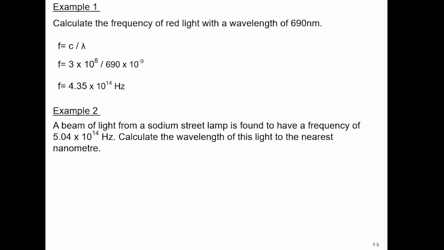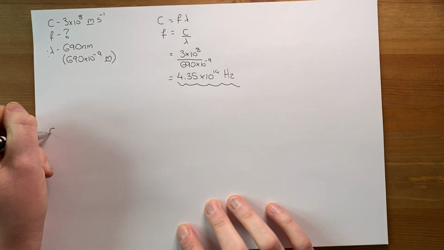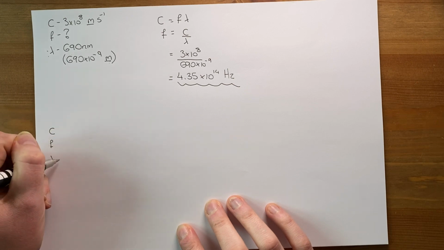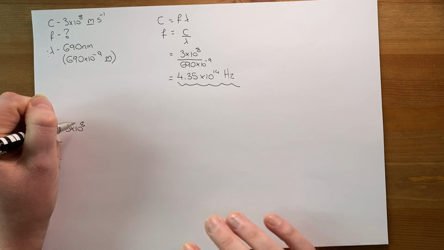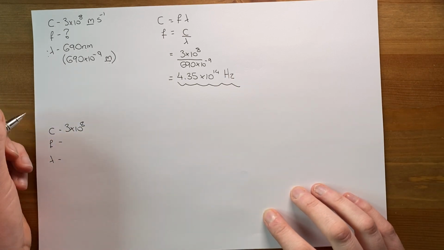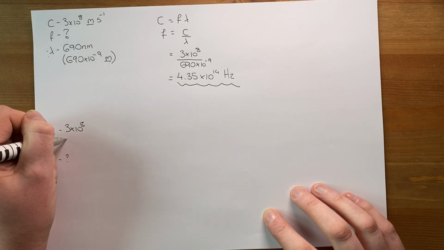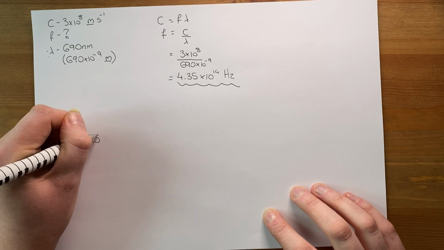The second example says: a beam of light from a sodium street lamp is found to have a frequency of 5.04 times 10 to the 14 hertz. Calculate the wavelength of this light to the nearest nanometer. So let's have a look again. I'm going to put C, F, and lambda. C is a constant, 3 times 10 to the 8. I'm being asked to calculate the wavelength, which I don't know. My frequency is 5.04 times 10 to the 14.